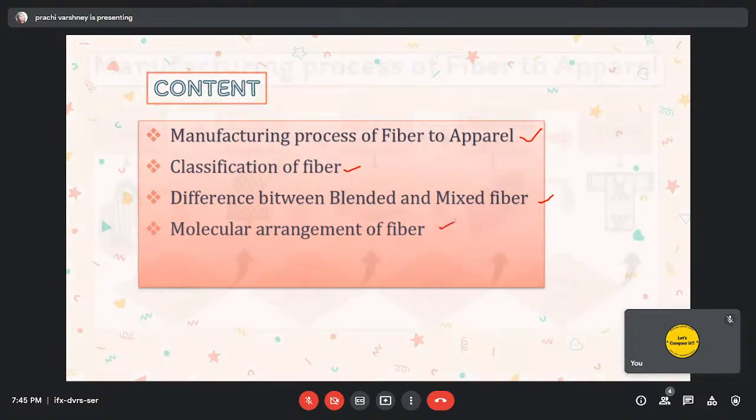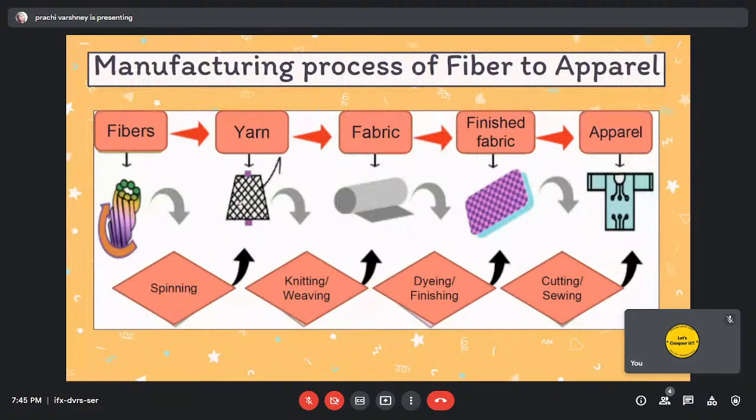So let's move further. This is the manufacturing process of fiber to apparel. These are the different kinds of questions we can see in previous years, different kinds of questions which have been asked from this process, the spinning steps. They can ask about the cotton spinning process, silk spinning process, and linen spinning process. Here I will tell you the short version of the processes, which we can study in depth in the regular classes. This is the manufacturing process from the fiber till the making of the garment, meaning apparel.